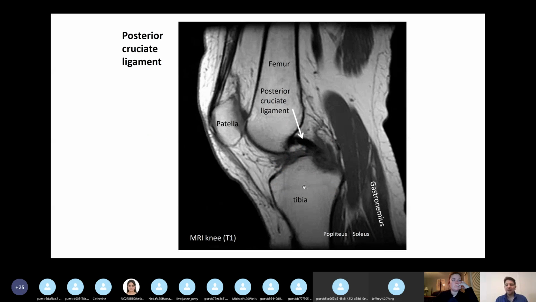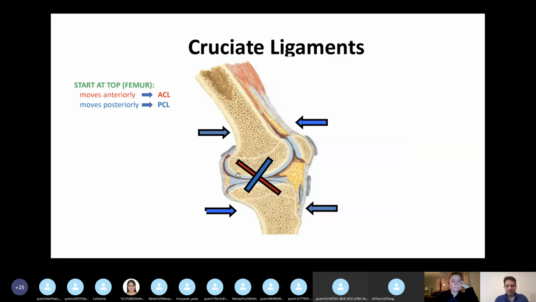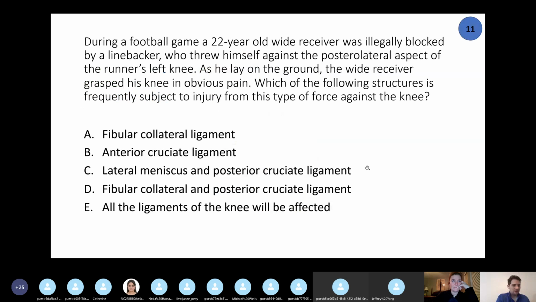Okay, let's take a look at the PCL. Now, I imagine on the test, they won't put the ACL and PCL. You won't see them both. It'll be very clear like this, right? So first, let's start with the femur and go to the tibia. You can see here, right? It starts here and it goes posteriorly, right? So it's preventing the tibia from being displaced posteriorly, or the posterior drawer test. So that's going to be the PCL. Again, you can look at the diagram here and that'll help you out.